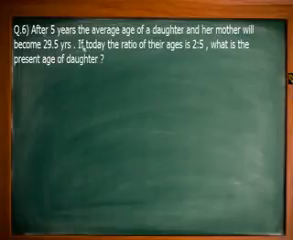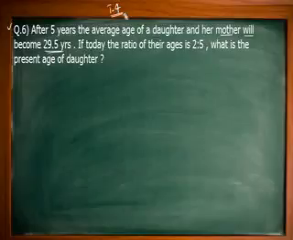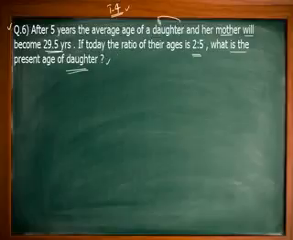In problem number 6, after 5 years the average age of a daughter and her mother will become 29.5 years. That is another type, that is T4. If today the ratio of their ages is 2:5, what is the present age of the daughter? This is your question right now guys. There are basically two entities, the first one is daughter and the second is mother. So you have to apply all the operations on basically two entities.